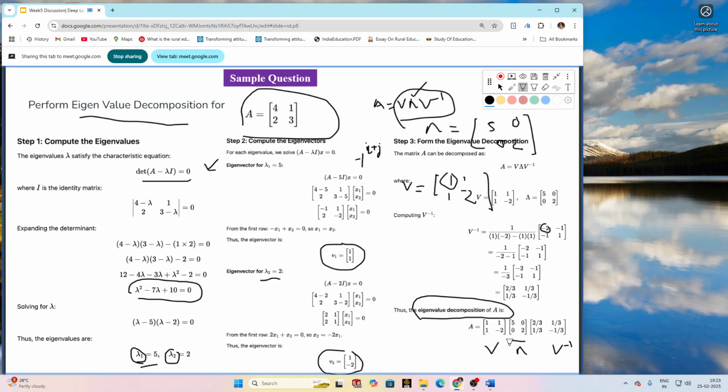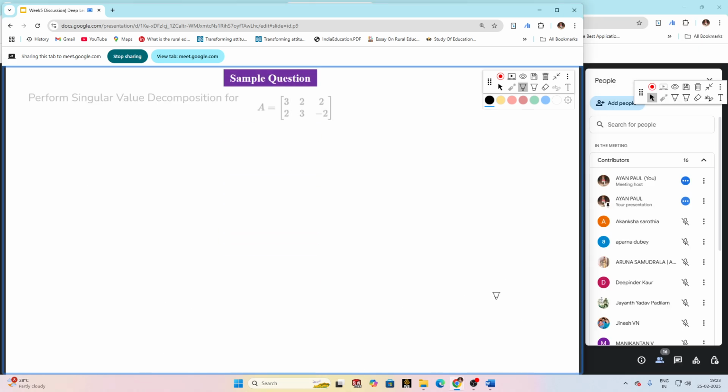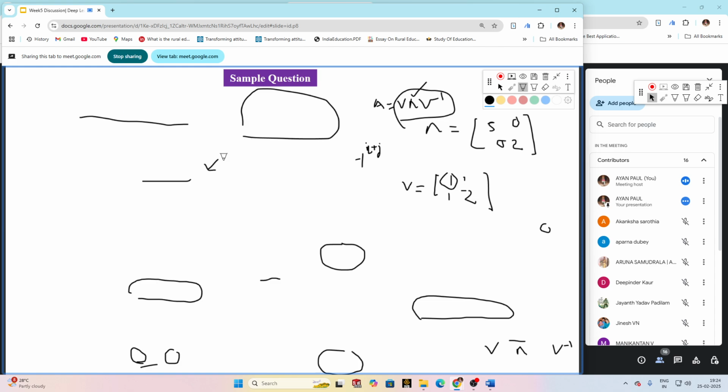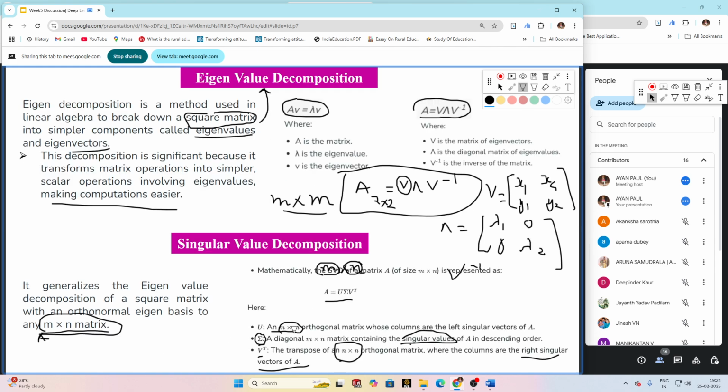Let's solve for a singular value decomposition also. This will be clearer. So perform singular value decomposition for A equals this. We have a matrix of 2 cross 3 order, and we have to perform a singular value decomposition. First, let me show you in the formula what U is.